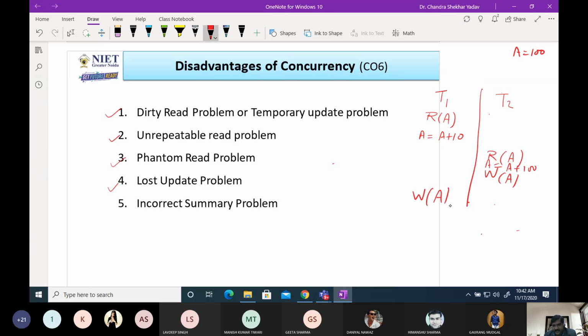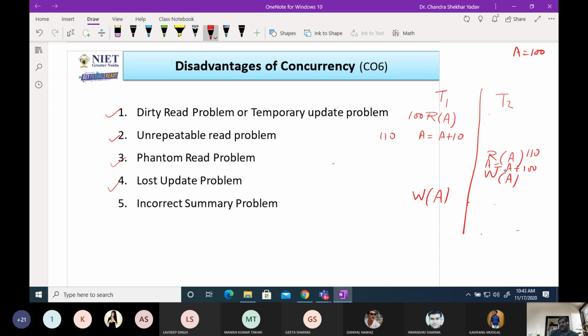And this performs write A. So what will happen? If the value of A is 100, then T1 performs a read operation over A and reads the value 100. Then A equals 110. But before performing the write operation, T2 performs a read operation over A. Then what is the value of A here? 110.